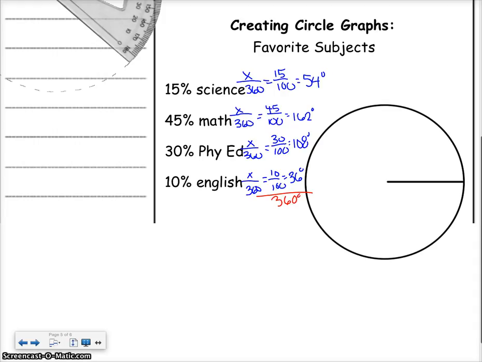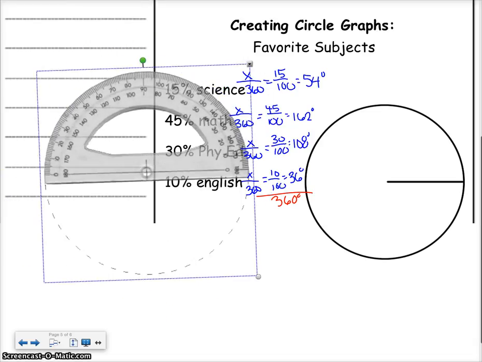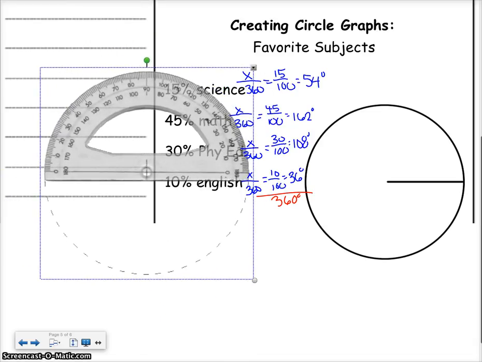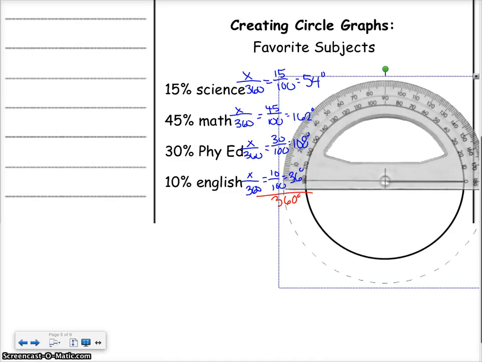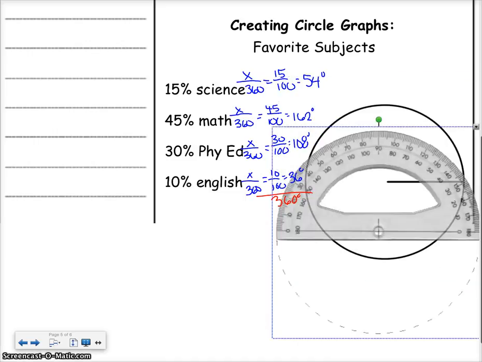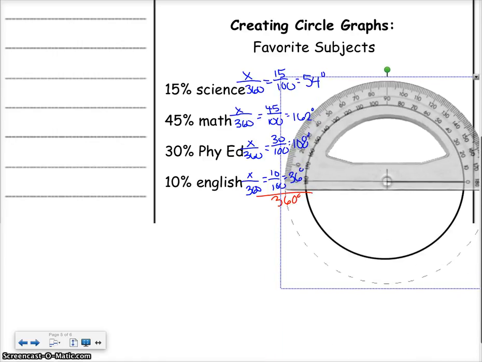Now creating them. So, just a little refresher on how to use a protractor. You want to always make sure you have a radius, and then you line the center up. And I always line it up with that line. Okay, my line on the bottom of my protractor lines up with my radius. And then I want to make my science sector, which is 54 degrees.